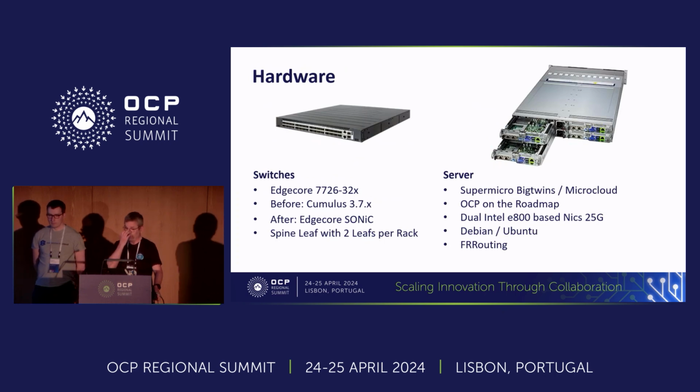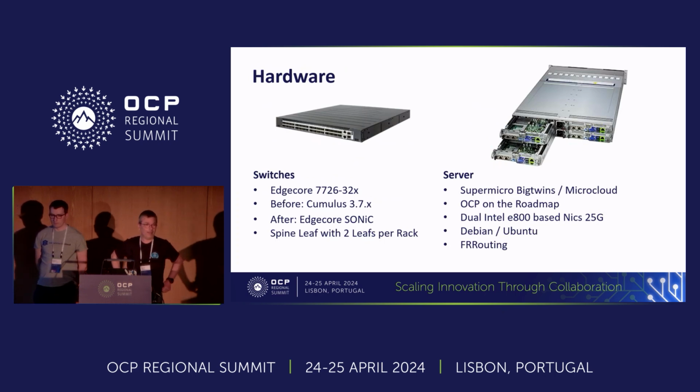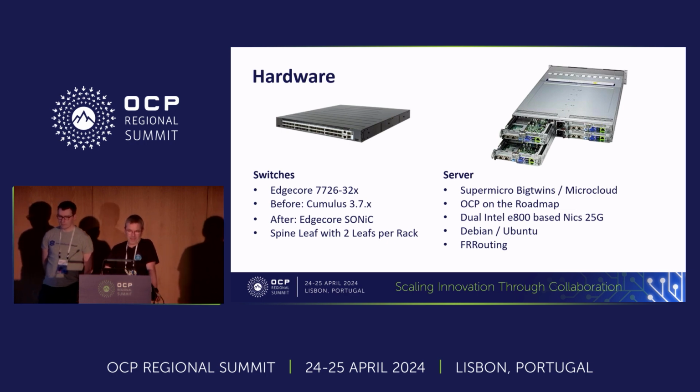Okay, we're actually using bare metal switches and bare metal servers. Switches from EdgeCore, the famous 7726. Started with Cumulus 3.7. And actually, right now, we have the enterprise SONiC from EdgeCore. And we always have a two-tier cluster topology with spines and 2 leaves per rack. So every machine is connected with 2 uplinks to 2 different ToR or leaf switches in every rack.